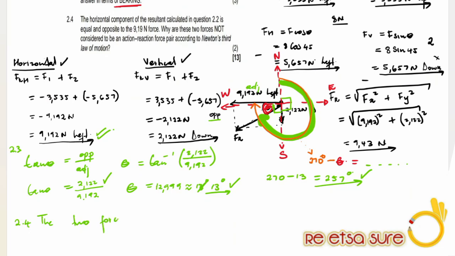It is because the two forces are acting on the same object. Remember that for Newton's third law, we must have two objects that are acting on one another. But according to the free-body diagram that I drew here, all the forces that are acting there are acting on the same what? Object. So I hope it is clear.